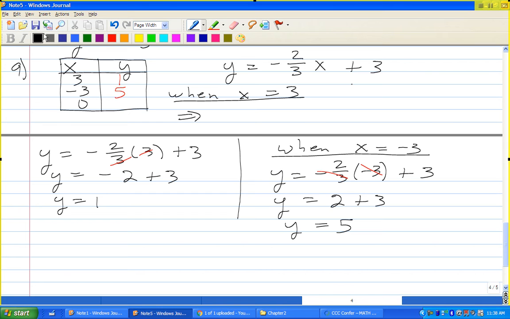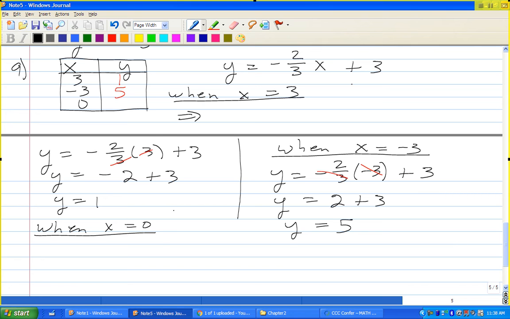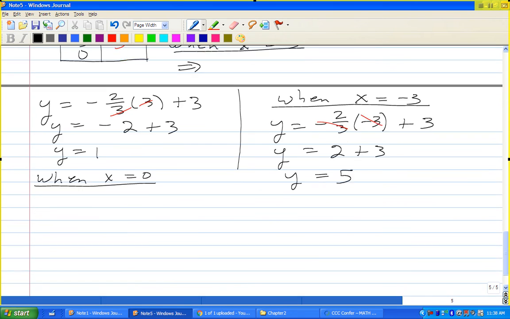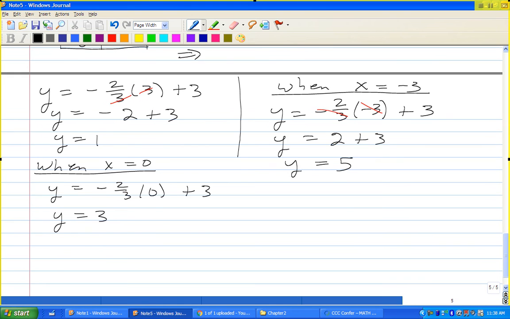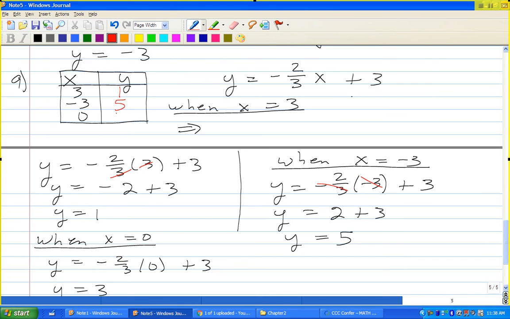And lastly, let's see what happens when x is 0. Well, when x equals 0, I have y equals negative 2/3 times 0 plus 3. Well, negative 2/3 times 0 is 0, plus 3 is just 3. And so I lastly have 0, 3. Let's try to sketch the graph.